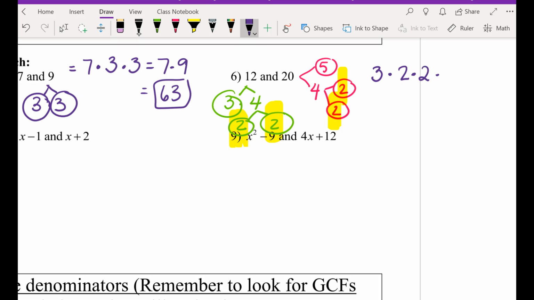Should I take a 5? Yes, I take a 5 because it's all by itself. So now let's multiply them together. 3 times 2 is? 6 times 2 is? 12. 12 times 5 is? 60. So whoever says 60, you are right.